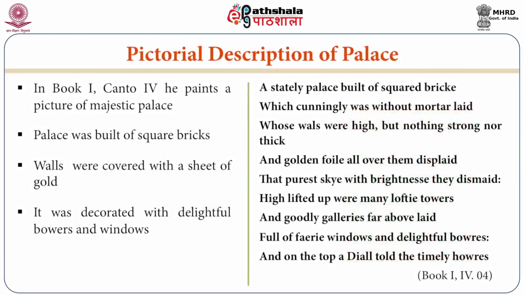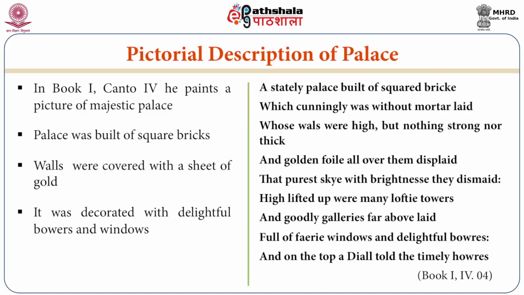In Book 1, Canto 4, he paints a picture of a majestic palace. The palace was built of square bricks. Walls were covered with sheets of gold. It was decorated with delightful flowers and windows. A stately palace built of squared bricks, which cunningly was without mortar laid, whose walls were high, but nothing strong nor thick, and golden foil all over them displayed, that purest sky with brightness they dismayed. High lifted up were many lofty towers, and goodly galleries far above laid, full of fair windows and delightful bowers, and on the top a dial told the timely hours. That is Book 1, Canto 4, stanza 4.